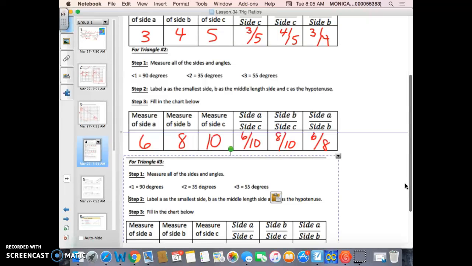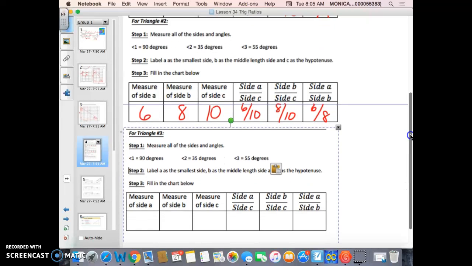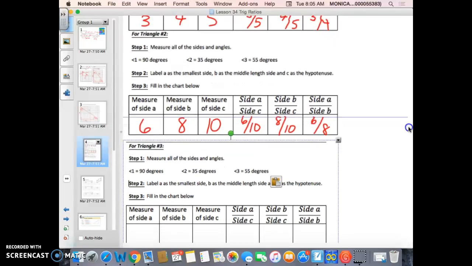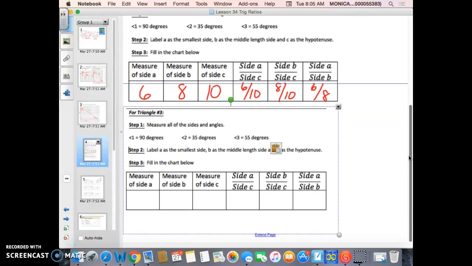And lastly, triangle 3 was 3 times the size of triangle 1. So it was a 9, 12, 15. And side A over side C was 9 over 15. Side B was 12 over 15. And the last one was 9 over 12. Okay, so these are our ratios that we're setting up. They're going to have meaning in a minute.